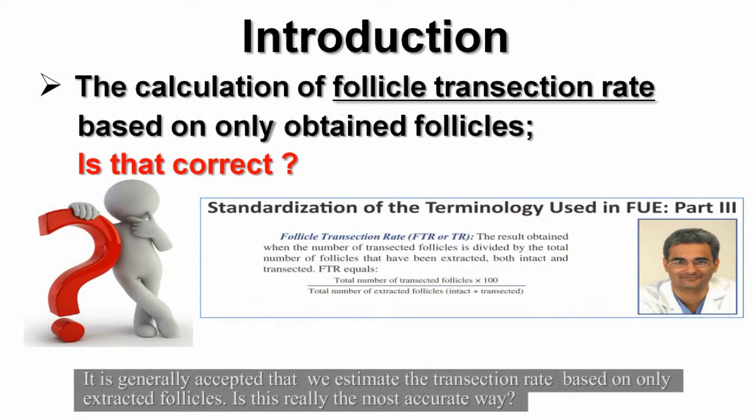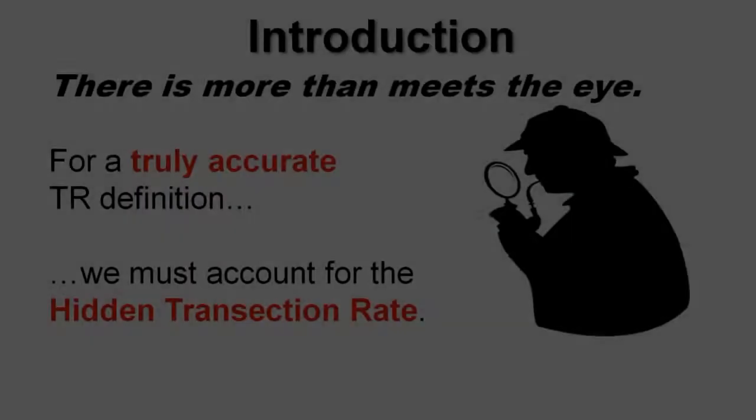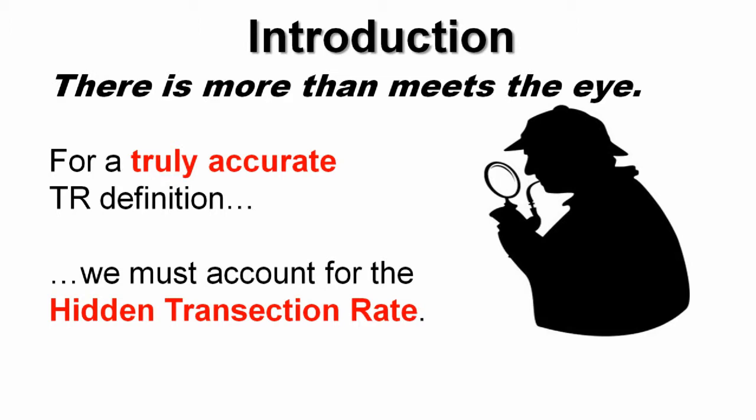It is generally accepted that we estimate the transection rate based on only extracted follicles. Is this really the most accurate way? For a truly accurate TR definition, we must account for the hidden transection rate.